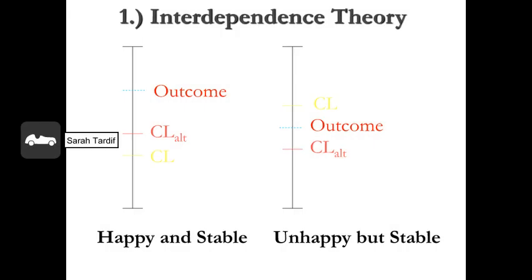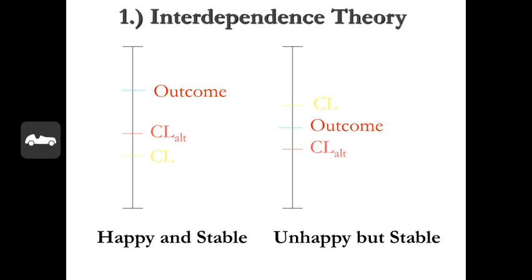So let's consider those relational outcomes of satisfaction and stability. With those two outcomes, that gives us 4 different types of relationships: happy and stable, happy and unstable, unhappy and stable, unhappy and unstable. So let's look at these examples. In this first one, the CL, the comparison level we see in the yellow, is at the bottom. And the comparison level for alternatives is a little higher than that. It's above it. And the outcomes are way up there at the top.